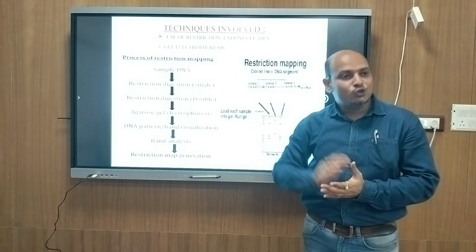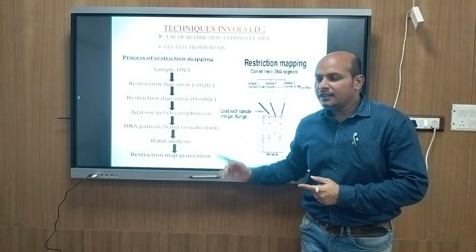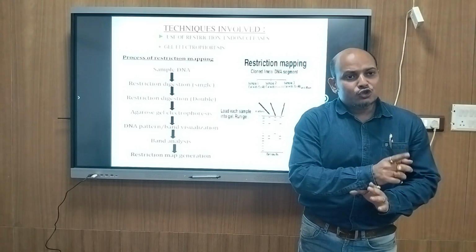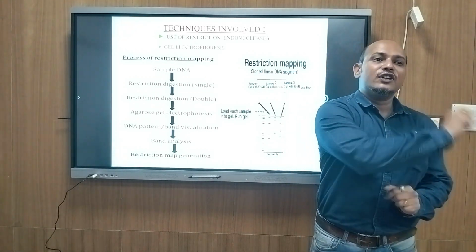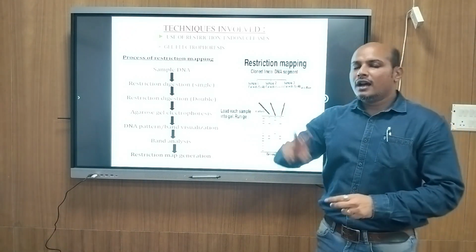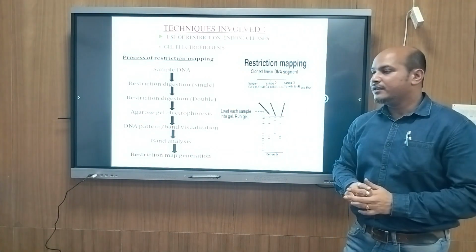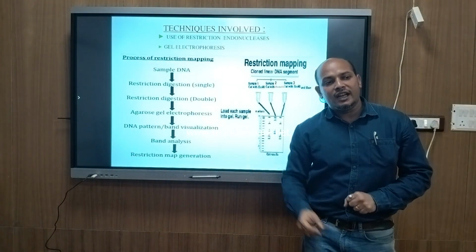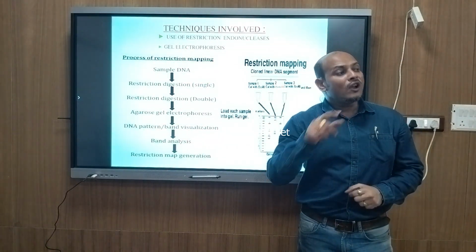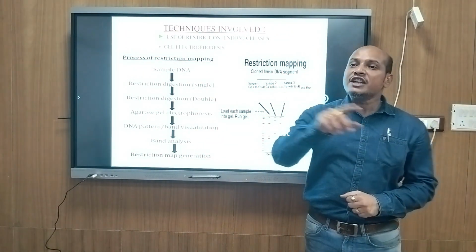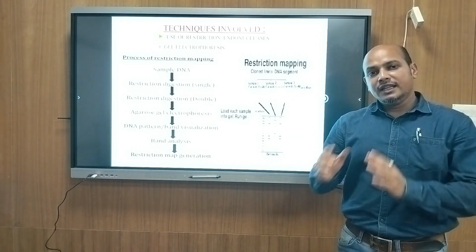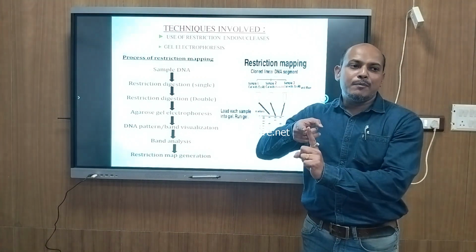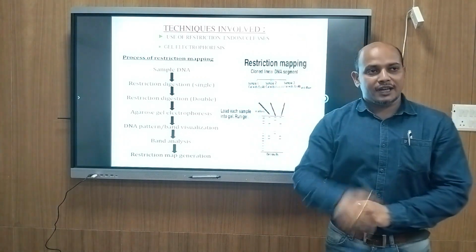But at least 2 enzymes should be involved, and in this case, both the enzymes will first be used to cut the DNA individually. For instance, if I take enzyme A and enzyme B, first I will cleave the DNA with enzyme A only. Thereafter, I will cleave the DNA with enzyme B only. Following that, a combinatorial digest is done, in which a combination of both enzyme A and enzyme B are used together to cleave the DNA.